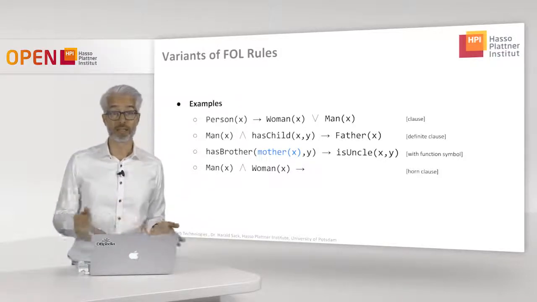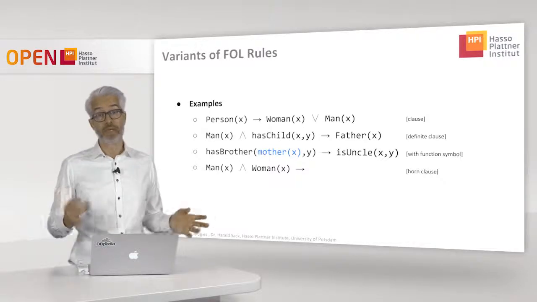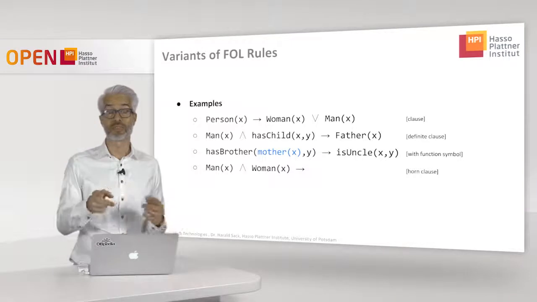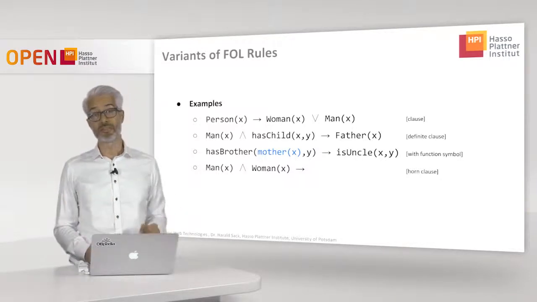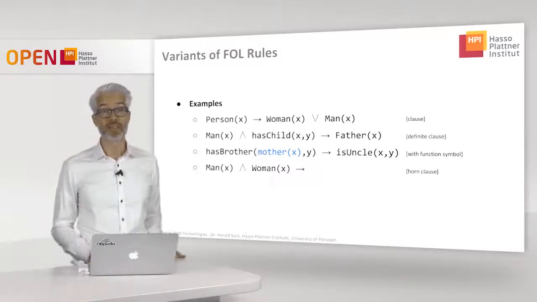So this is null or zero, which means if X is a man and X is a woman, then you cannot imply anything from that. Because it's not possible that both are true. So this says something like the class man and the class woman are disjunctive somehow.